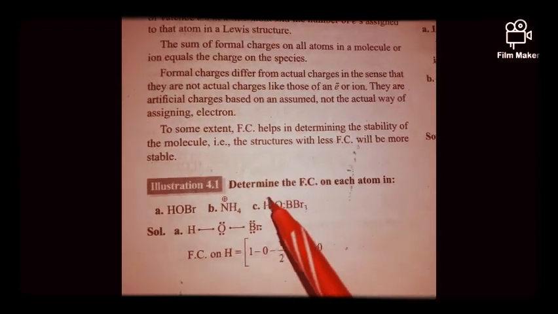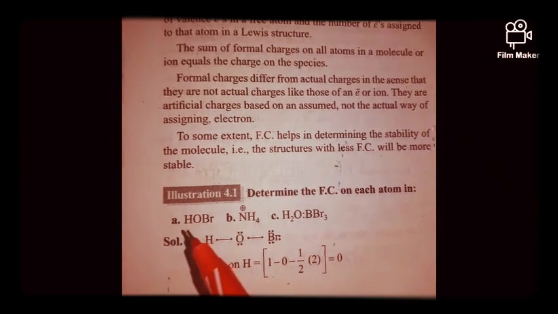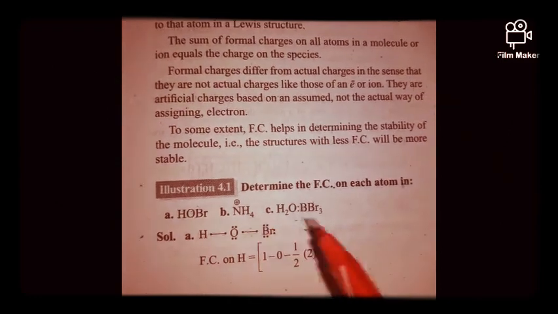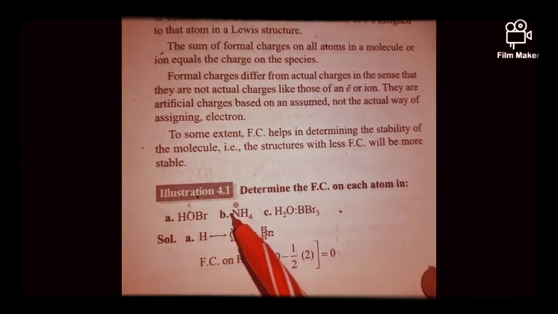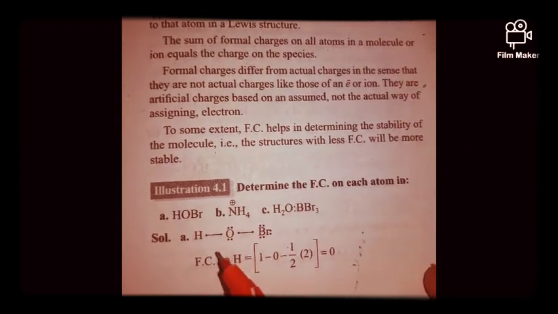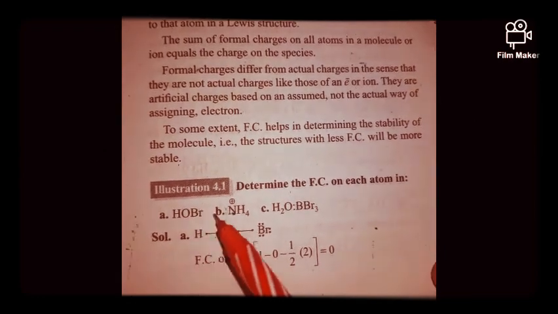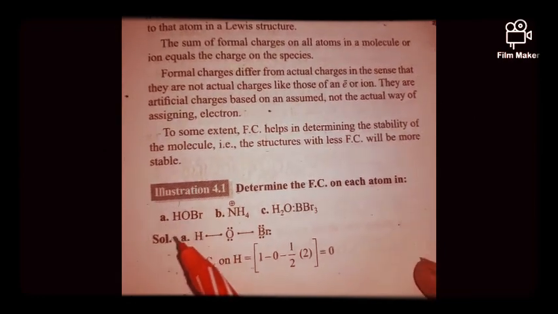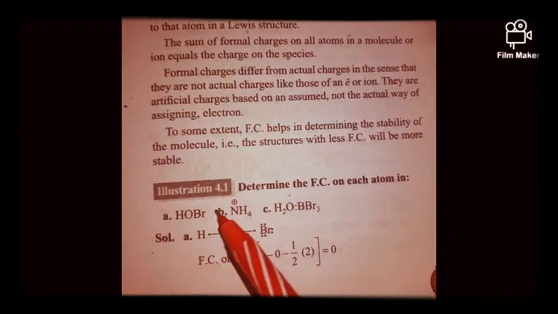First one, determine the formal charge on each atom in the given molecules. Here we have to solve these things. First, HOBr. We know that for every atom present in this molecule we are going to find the formal charge. First, HOBr. We can draw the Lewis structure for HOBr like this.